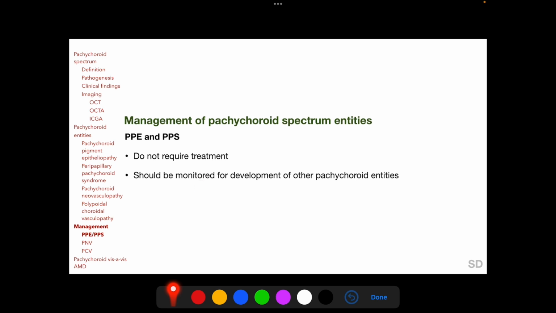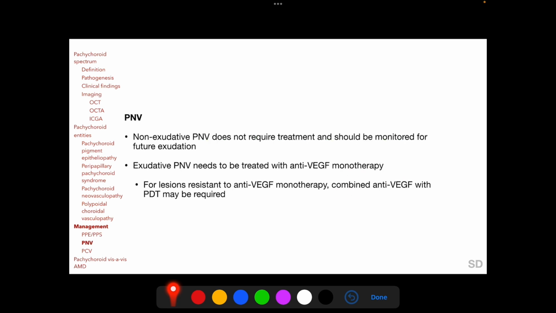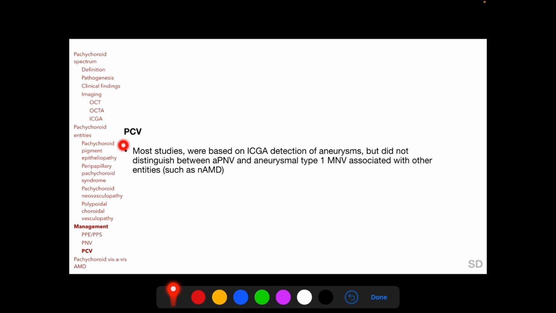for development of other pachychoroid entities. Non-exudative pachychoroid neovasculopathy does not require treatment but should be monitored for future exudation. But exudative pachychoroid neovasculopathy needs to be treated with anti-VEGF monotherapy. Studies on PCV are more extensive, and most studies were based on ICGA detection of aneurysms but did not distinguish between aneurysms associated with pachychoroid and aneurysmal type 1 MNV associated with non-pachychoroid entities such as neovascular AMD.